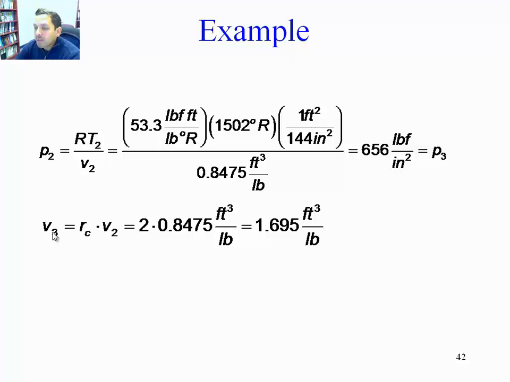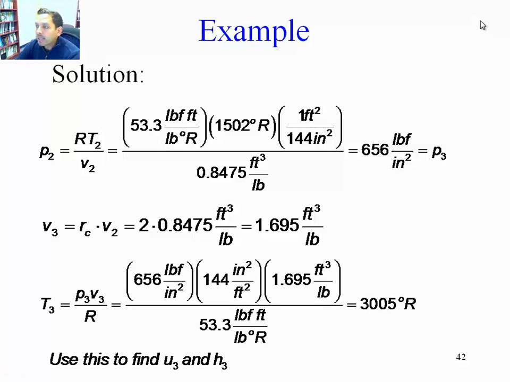Now the volume at state 3 is the cutoff times the volume at state 2. The volume increases from 2 to 3 by a factor of 2. So the volume at point 3 is 1.695 cubic feet per pound. So now we know the volume at 3 and we know the pressure at 3. With the volume at 3 and the pressure at 3, we can calculate the temperature at state 3. Using the equation of state, T3 is equal to P3V3 over R. P3 is 656. V3 is 1.695.